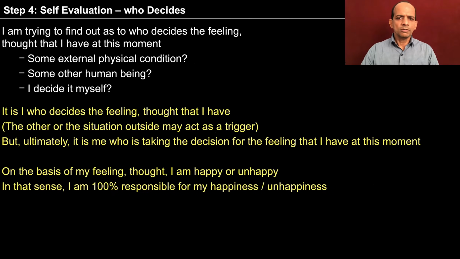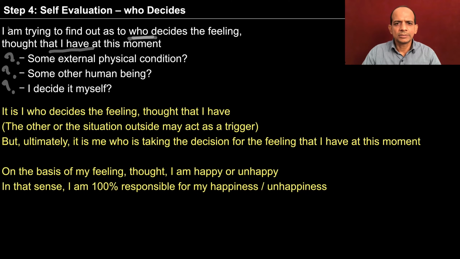So in step 4, we are again doing the self-evaluation and we are trying to find out who is deciding our feeling. So when you start observing your feeling, your imagination, you might find that you are not comfortable with yourself, right? For example, you are feeling angry at somebody. Now the other person misbehaved with you the other day. And now when you remember that incident, you feel angry at the other.